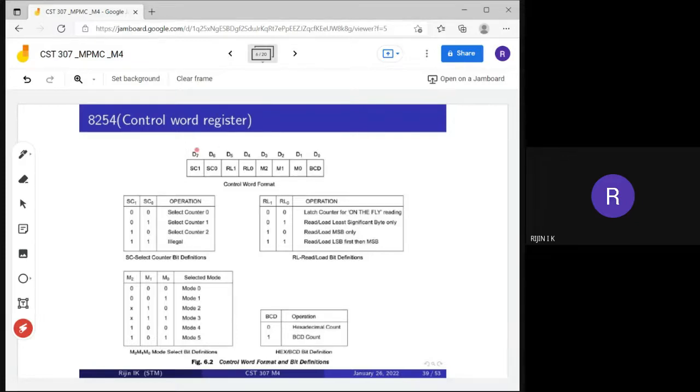Okay, 8 bits are there, then different operations. The first 2 bits are used for operations, and then the next 2 bits for operations, then the next 3 bits are used for selecting different modes, then the last bit is for specifying the count operation, that is, whether it is a hexadecimal count or BCD count. So that is the control word register format corresponding to this 8254.